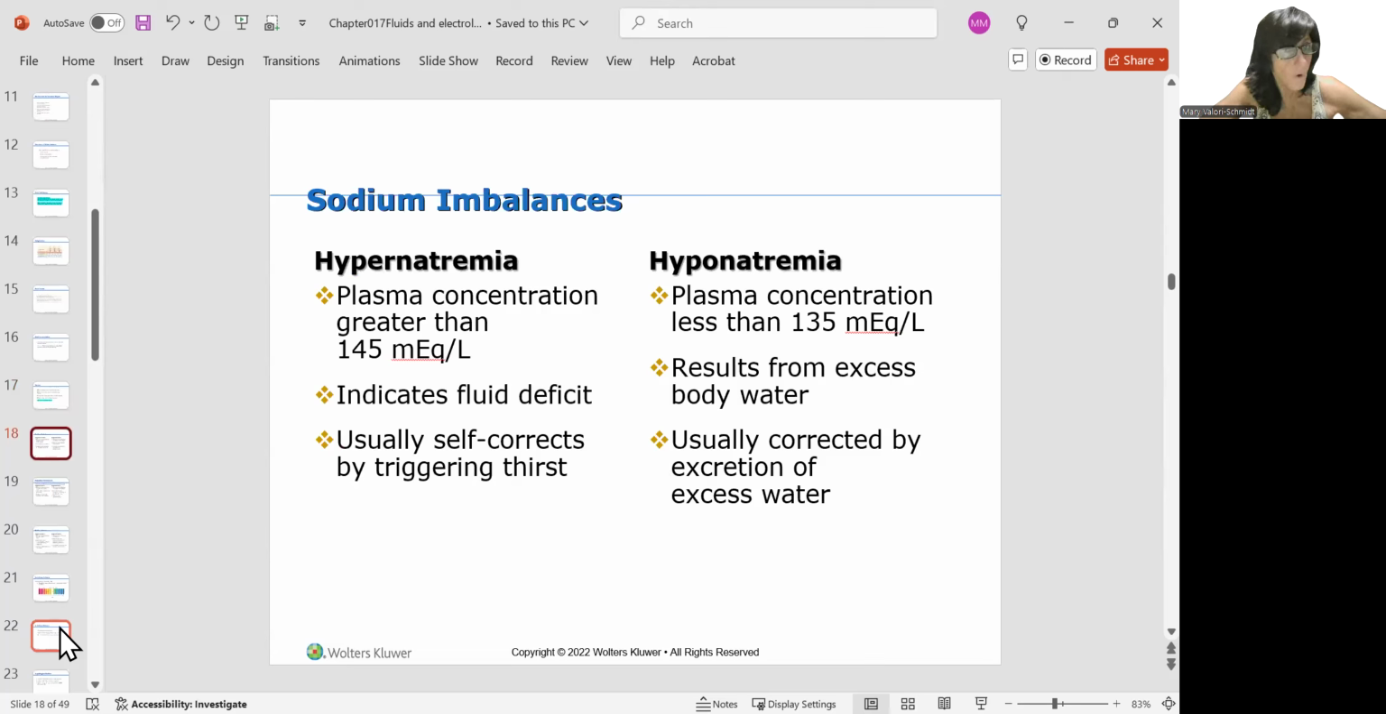Sodium imbalances. What can go wrong? Hypernatremia is when you have too much sodium in your blood, higher than 145. And usually if your sodium is high, it's because you don't have enough fluid. Usually if you're healthy, it'll self-correct by making you thirsty and you'll drink some water and then you'll be fine. Hyponatremia, sodium levels lower than 135. That is usually from excess body water. In other words, you're hanging on to so much fluid that now your sodium is low compared to how much fluid you're hanging on to. Okay. Usually get the kidneys kicking, moving, and getting the fluid out of your body. It'll correct.